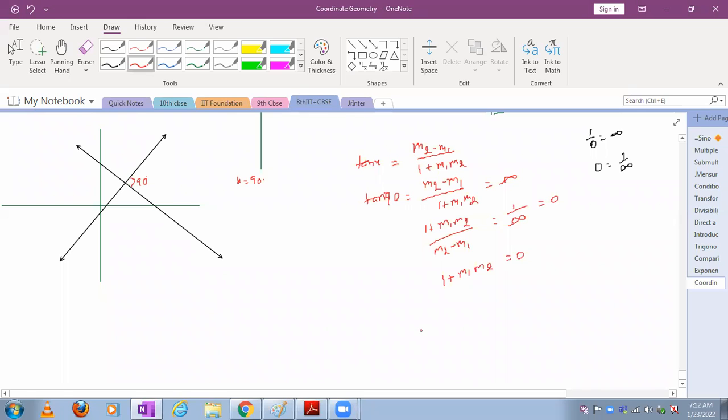Is equal to 0. Then m1 into m2 becomes equal to what? Minus 1. So here you can conclude one thing.